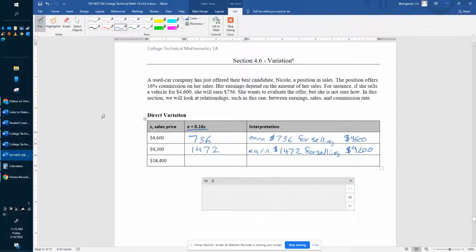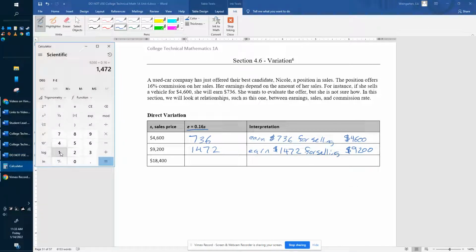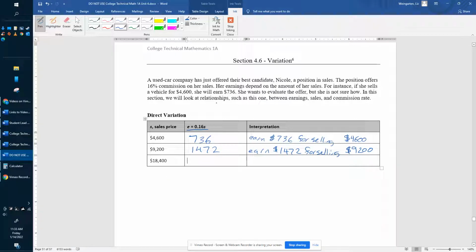How about this last one? Nice expensive vehicle. So she sold a vehicle for $18,400. She gets 16%. She gets $2,944. So she would earn $2,944 for selling a vehicle for $18,400.